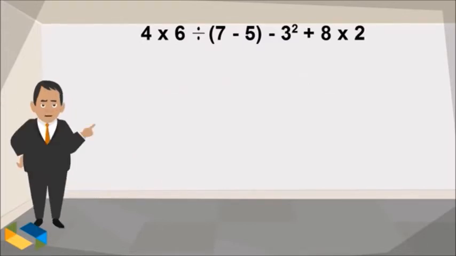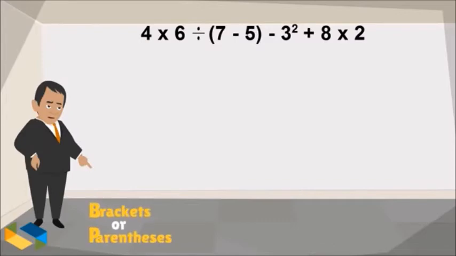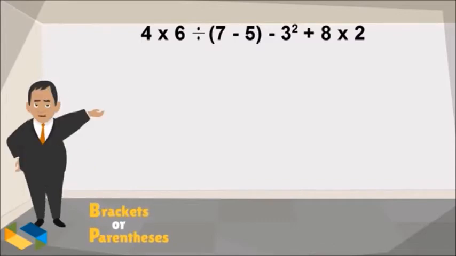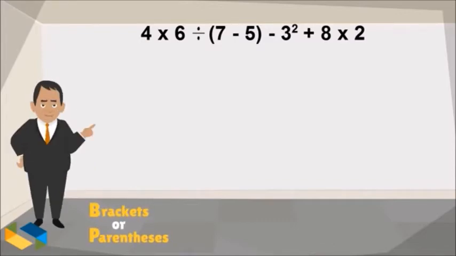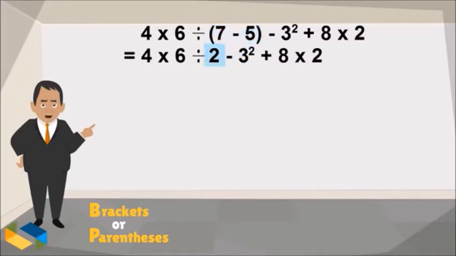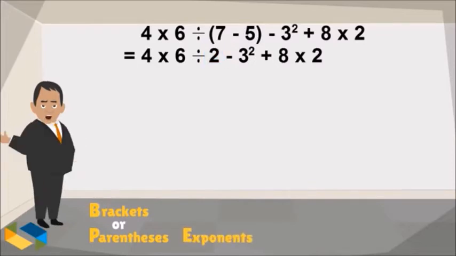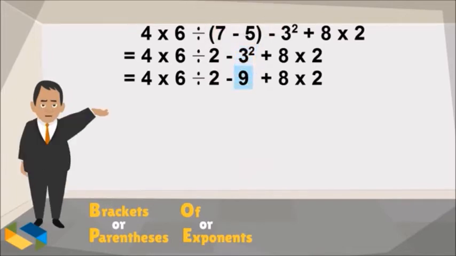Let's have a look. The first thing you always look to solve are brackets or parentheses. So for now, we ignore the rest of the problem and focus only on solving what's inside the brackets. 7 minus 5 is 2, and our first step is done. Next we look for any exponent or power in the expression. We have here 3 to the power of 2 or 3 squared, and that's what we solve as the next step.